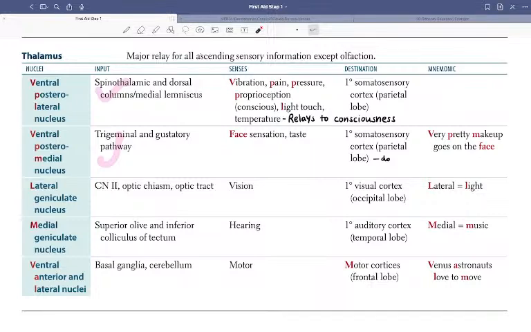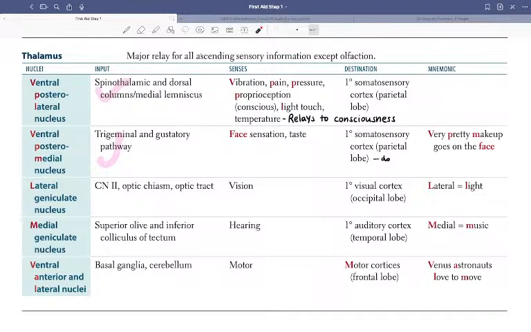It receives from the dorsal column, obviously, and from the spinothalamic tract, and it is mostly sensory. It sends to the primary sensory cortex. Next is the ventroposteromedial nucleus, which is the trigeminal, so trigeminal and mainly gustatory. Pixelrize has a very good annotation for this.